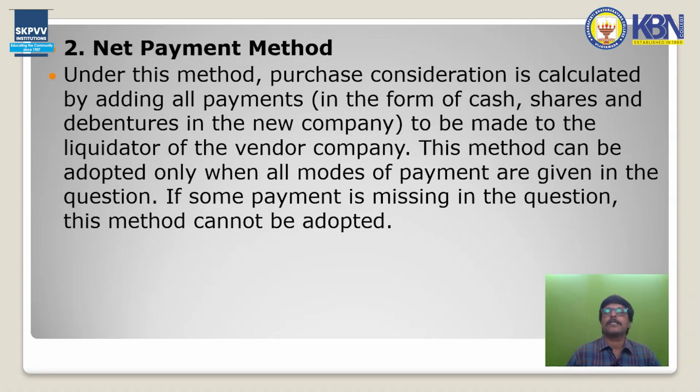So the modes of payment are given, either in cash, shares or debentures. By adding up all these items, we are going to get the purchase consideration. That means the payments which were made by the company to the seller. By adding these items, we are going to ascertain the purchase consideration.